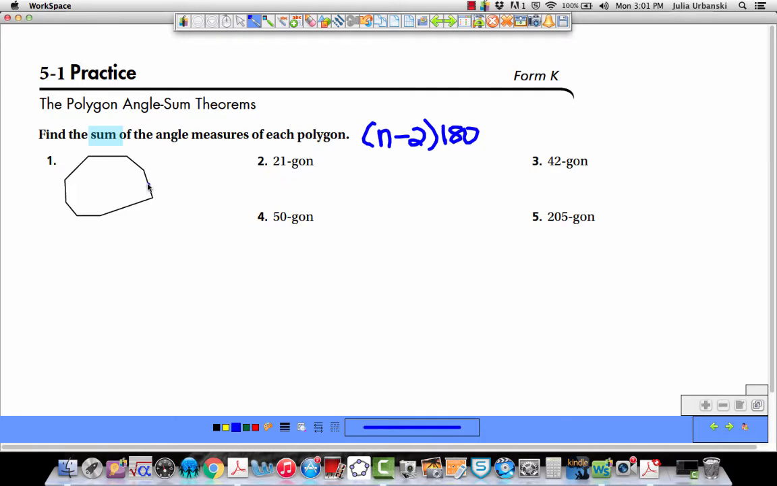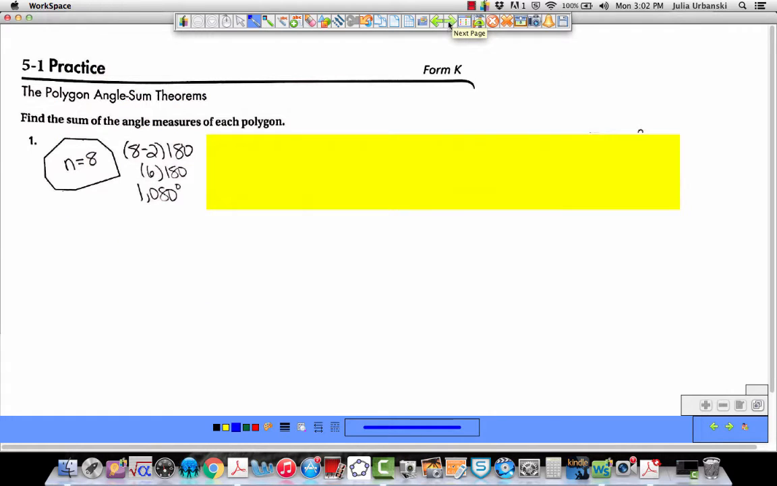So for here we have n is 1, 2, 3, 4, 5, 6, 7, 8 sides. So the formula is 8 minus 2 times 180. 8 minus 2 is 6. 6 times 180 will be 1080 degrees. For the next section down, you can do number 2 through 4 on your own. I'm sorry, 2 through 5 on your own.